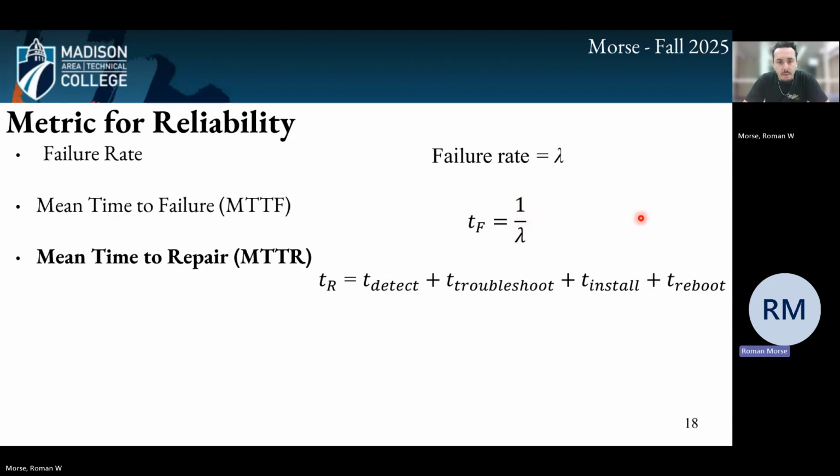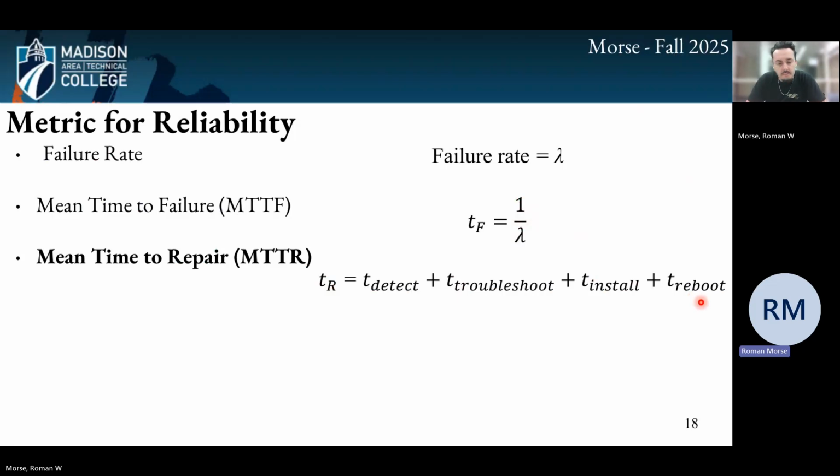Then the mean time to repair. The mean time to repair something is a combination of different smaller time segments. I have T sub R. This T sub R is the mean time to repair, and this considers the time it takes for us to detect that there is a problem, troubleshoot the problem, so discover and resolve. Remember, that's what troubleshooting is: discover and resolve the issue. Then install some sort of new component or some new software, and then finally reboot.